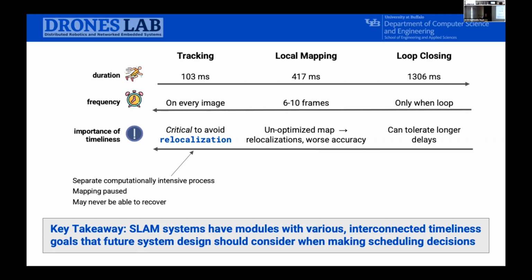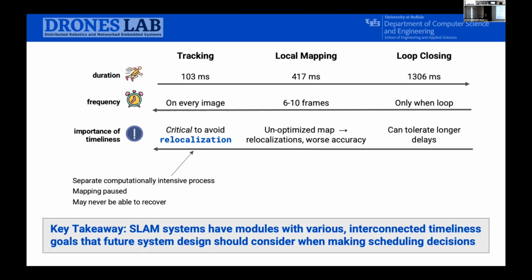The local mapping module has a slightly longer duration, but also runs less frequently than the tracking module. It runs about every 6 to 10 frames in our experiments, and it has slightly less importance for meeting its timeliness goals. So if it doesn't keep up with real time, or if it ends up skipping an optimization, we end up with an unoptimized map. This means there is a higher chance of relocalizations and a slightly worse accuracy, but it is not as critical as the tracking task.